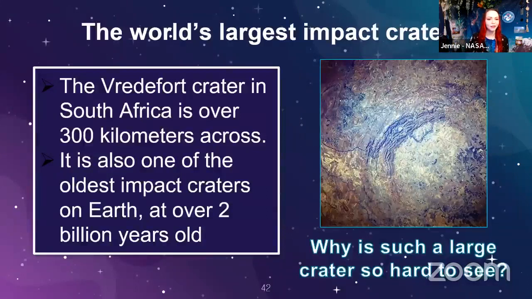Here's an example of how craters can change over time. So this is actually a picture of the world's largest impact crater. We're back to Earth now, and it's kind of difficult to see this crater, even though it's one of the largest ones, and it's actually one of the oldest craters on Earth too. The reason this is so hard to see has to do with the weather and the processes happening on Earth's surface. Because it has been 2 billion years, the weather has changed this crater over time.